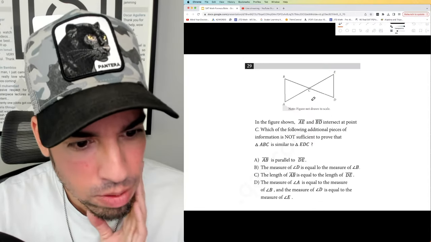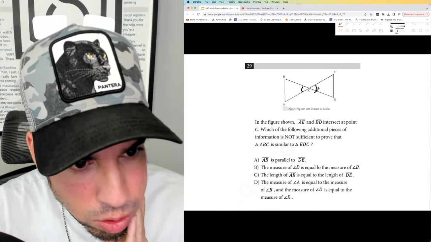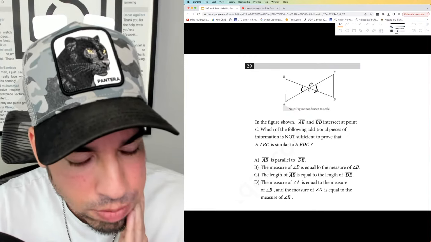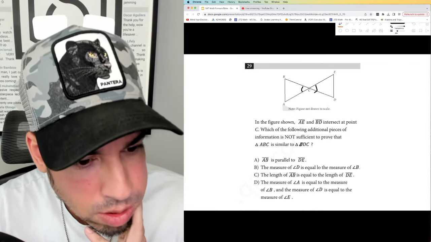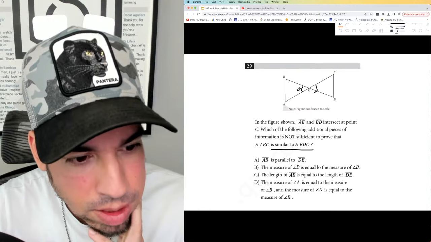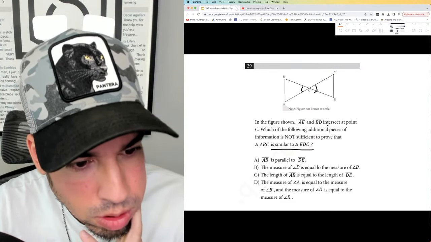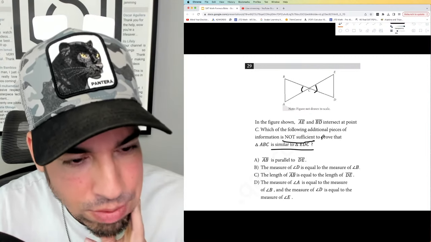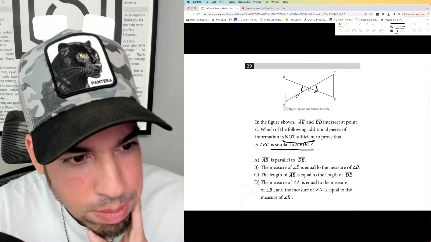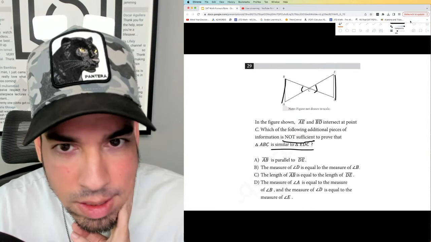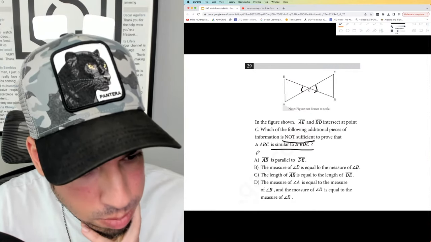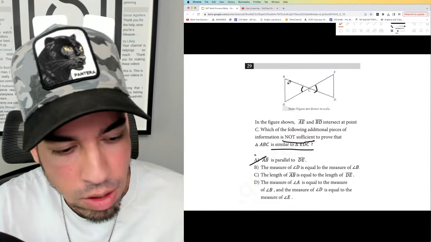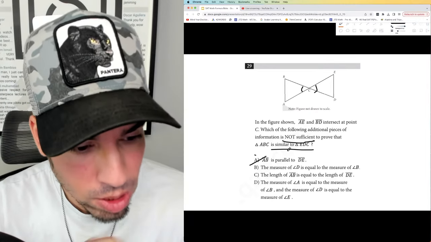Another example here, right? Again, starting off with those vertical angles. And we're again trying to prove that they're similar. If I can get one more angle, I'm good to go. Oh, and does it say anything else? No. Which of the following is not sufficient? Okay, so when they say AB is parallel to DE, as we showed in the last example, that would take us there because we could mark off other angles. But they said not sufficient, so we've got to eliminate that.